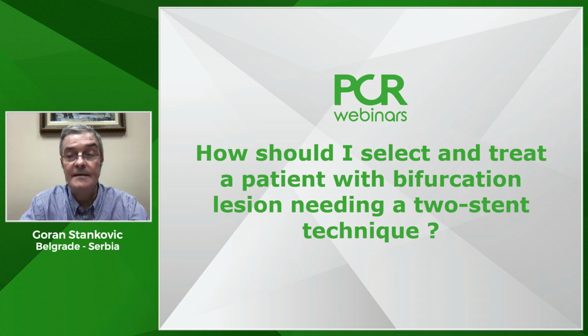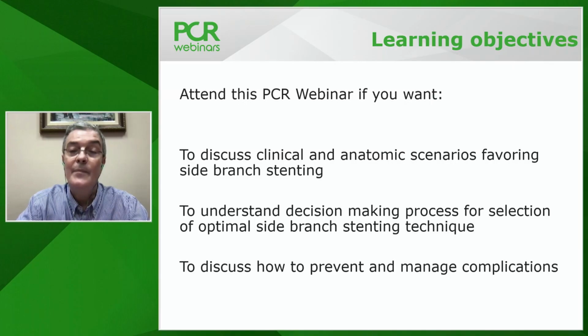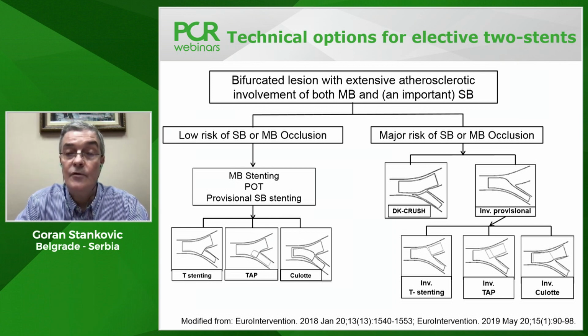Today we will discuss how should I select and treat patients with bifurcation lesion needing a two-stent strategy. My name is Goran Stanković and I have really pleasure and privilege to moderate this seminar with two great cardiologists and friends, Dr. Adrian Benning from UK and Dr. Gabor Todt from Austria. We will discuss planned two-stent strategy, and we would like to understand and discuss clinical and anatomical scenarios favoring side branch stenting. We'll try to understand the decision-making process for selection of optimal side branch stenting technique, and finally to discuss how to prevent and manage complications.